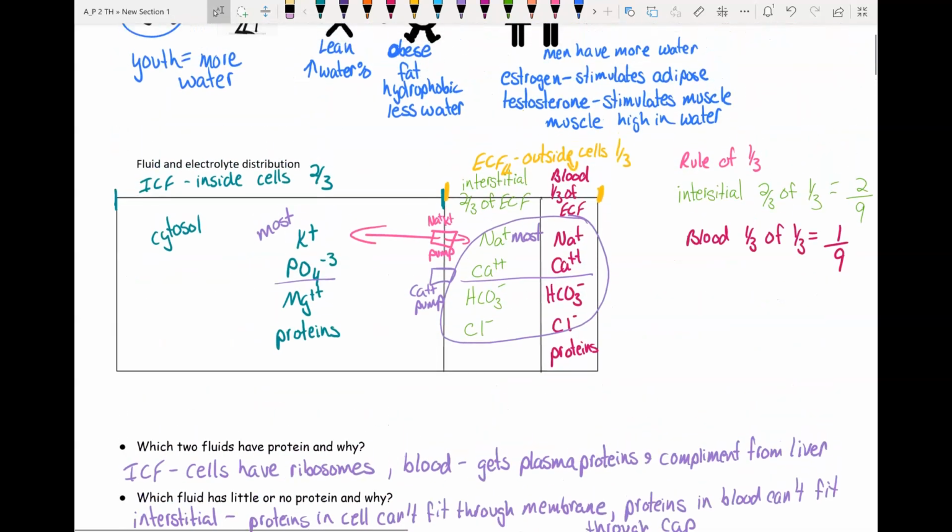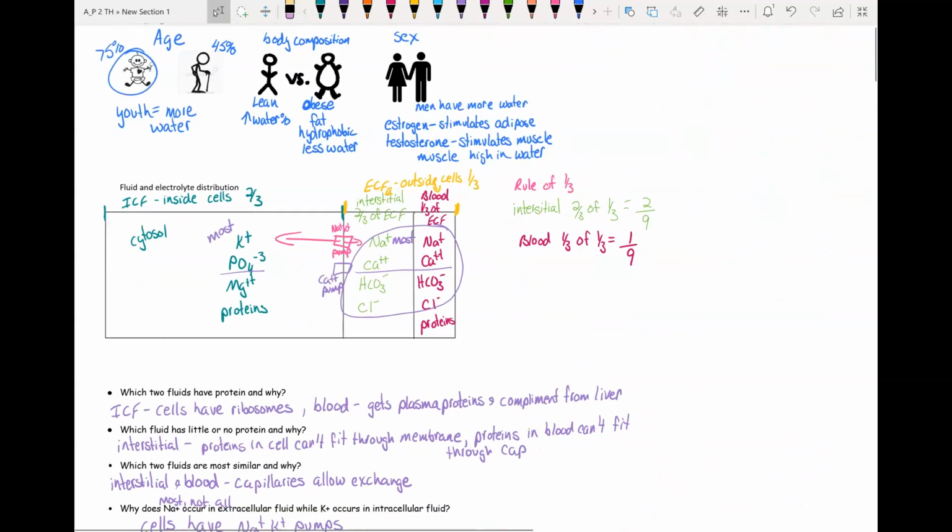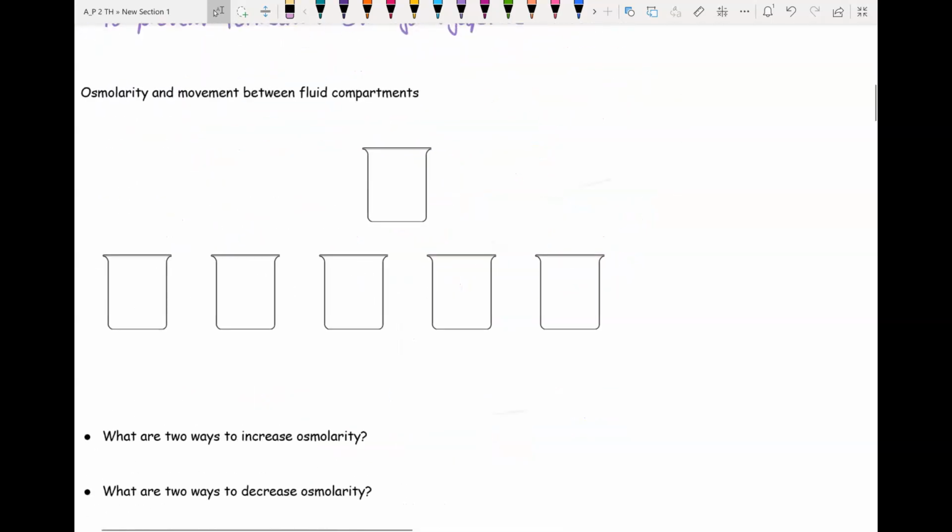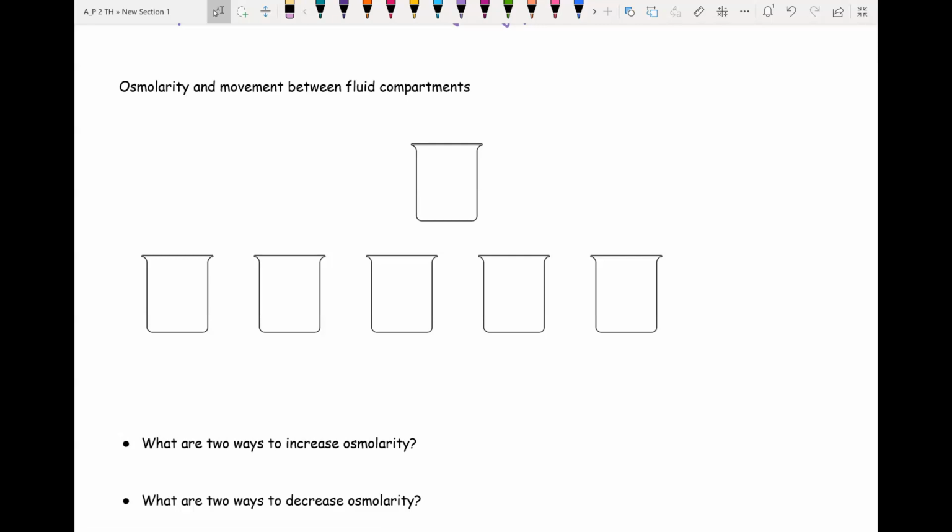Okay, so that takes care of the distribution of the fluid and the electrolytes. Now we're going to look at osmolarity. So this goes back to chapter 4. You learned about osmolarity in chapter 4.